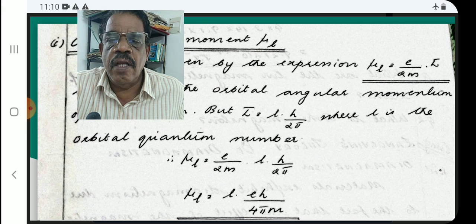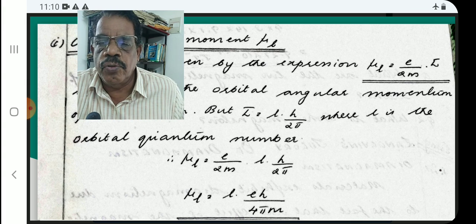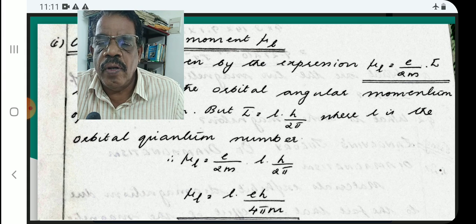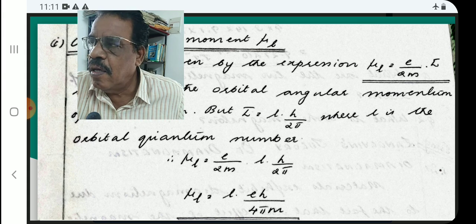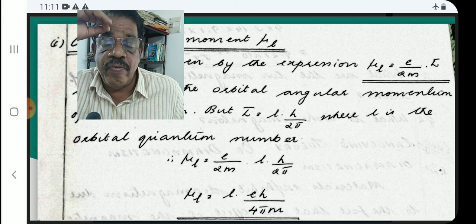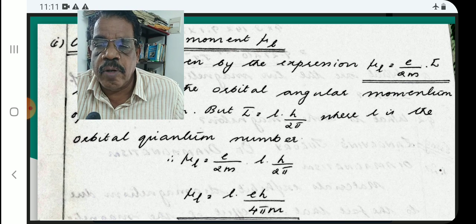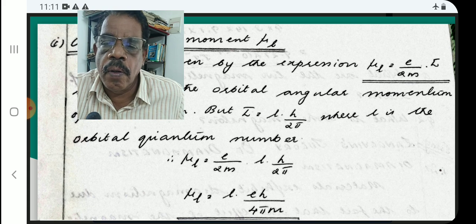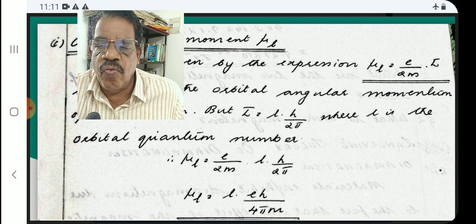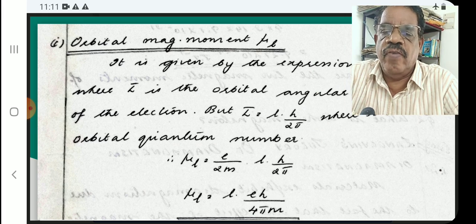But L vector is l into h by 2 pi, where l is the orbital quantum number. So we put here mu L is e by 2m into l into h by 2 pi. Mu L is l into eh by 4 pi m. If you take the lowest value for l, lowest value is 0, but when we take 0, mu L vanishes, so l will take 1. l value varies from 0 to higher values, 0, 1, 2, 3, etc. So when we take l value 1, we get mu L is 1 into eh by 4 pi m. eh by 4 pi m is a very important term that we see.